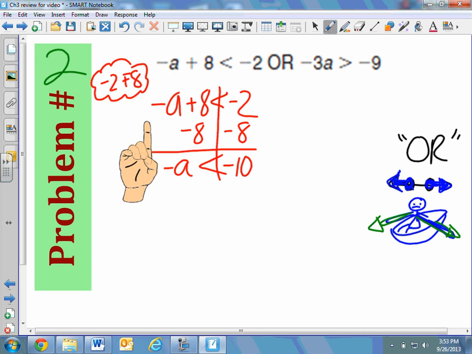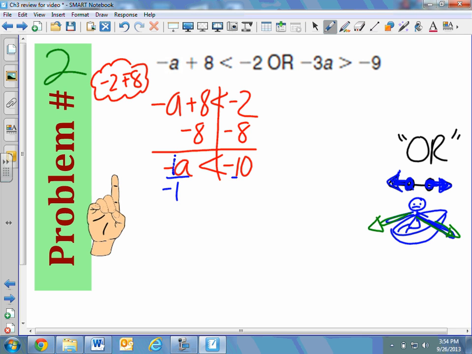Okay, we're not done here, right? We have a negative a. Look at this. You can't have this right here. This has to go away. So we're going to imagine you have a negative 1a right there. That's basically what it is. How do you get rid of a negative 1 next to the a? Divide by negative 1. Divide by negative 1. A is something positive 10.